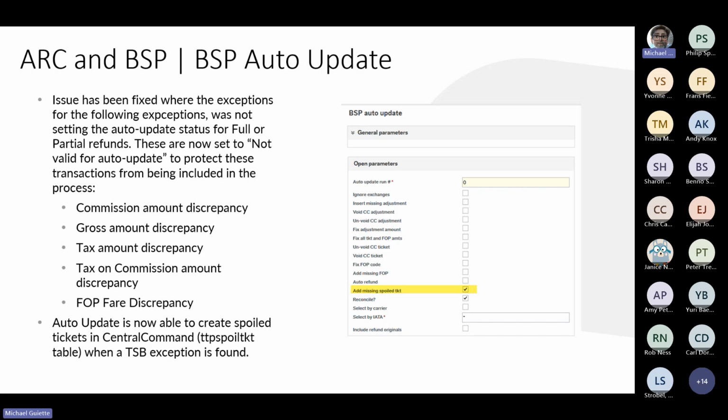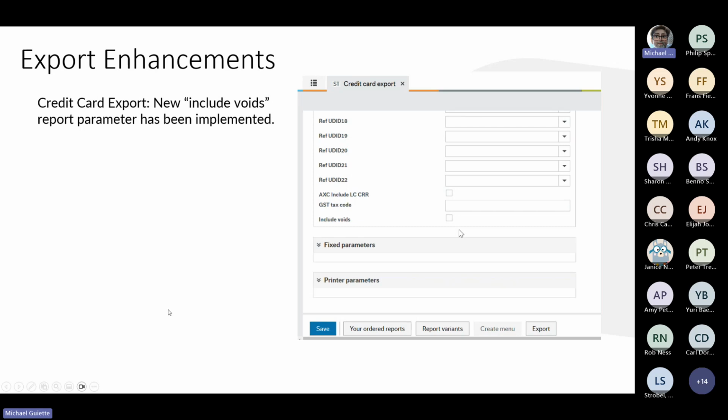Okay. So there are some of the other following exceptions that have been updated and corrected during the reconciliation, reducing the number of false exceptions that we're getting. And then the auto update is now able to create those spoil tickets. So I talked a little bit about that. Export enhancements. Credit card export, now we've added a flag that allows you to include void tickets on your credit card export. So some agencies want to include voids, some don't want to include voids. It's now your choice to be able to do that.